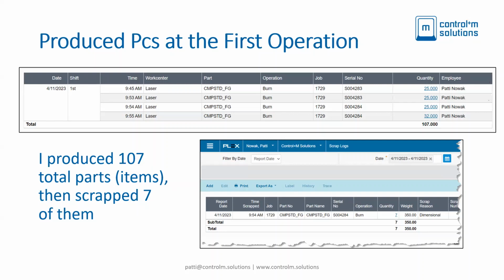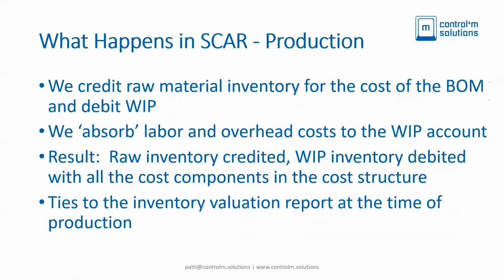So first we're going to talk about the production SCAR activities and then the scrap ones. So what happens when we produce is we really do convert raw materials to work in process. So Plex is going to credit the raw material account for the quantity and cost at standard for the expected usage of the bill of material items. Then Plex is going to debit that WIP account for the value of the overhead and labor that were incurred or absorbed at this step, defined by the costs at the production operation on the cost structure.